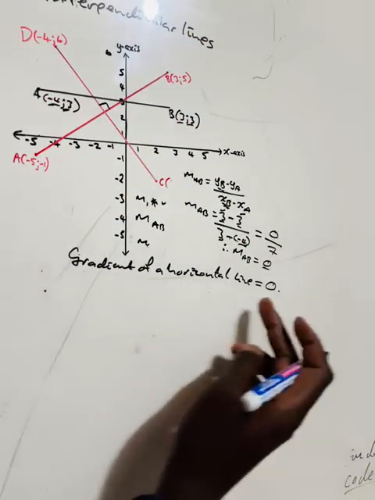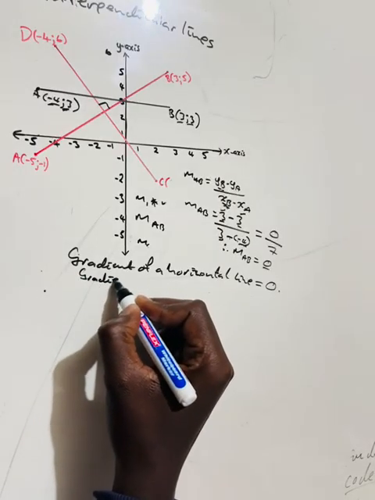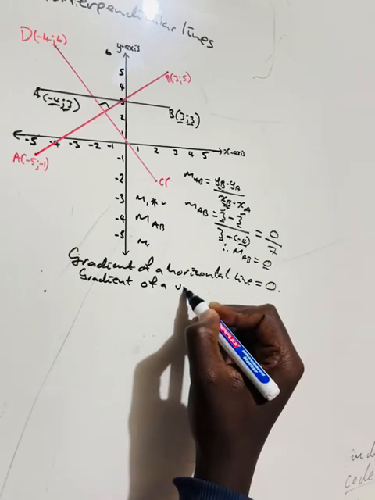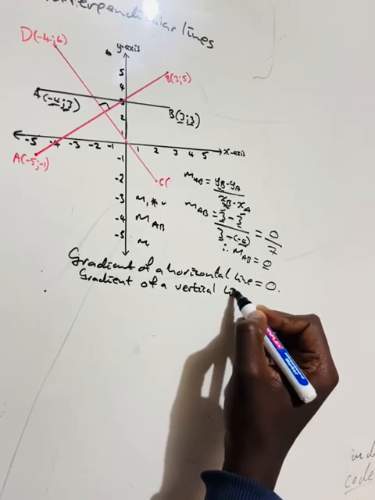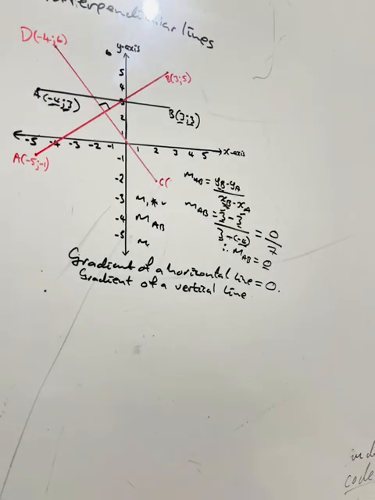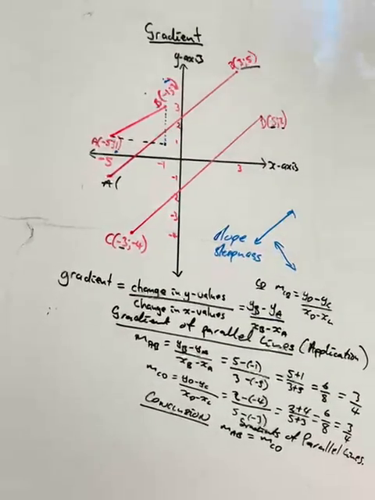Then now from the gradient of a horizontal line, we must go to a gradient of a vertical line. Remember, vertical line, we're now talking about going up and down. So we must also determine the gradient of a vertical line. So how are we going to determine it? We're going to use this particular diagram here.